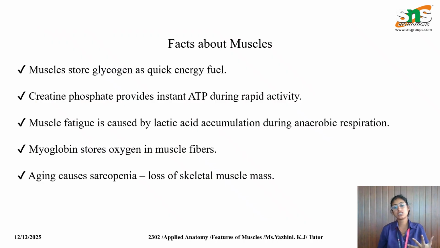Some facts about muscles. Muscles store glycogen as a quick energy fuel, and creatine phosphate produces instant ATP during rapid activity. Muscle fatigue is caused by lactic acid accumulation during anaerobic respiration, and myoglobin stores oxygen in the muscle fibers. Aging also causes sarcopenia, which is the loss of muscle mass.